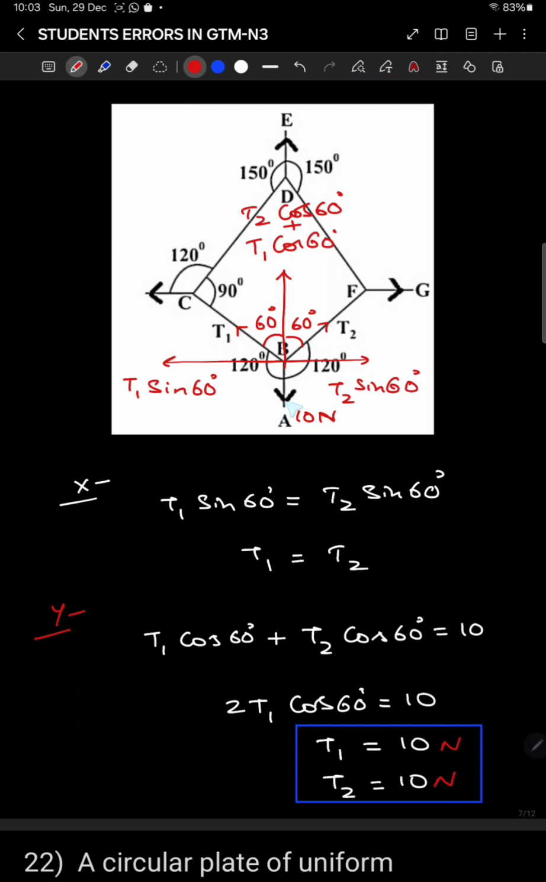It is in translatory equilibrium. The whole net is in translatory equilibrium. Left side force balanced with right side force. So along x-axis balance the forces, translatory equilibrium. We can find T1 equal to T2. That means magnitude of tensions are equal.